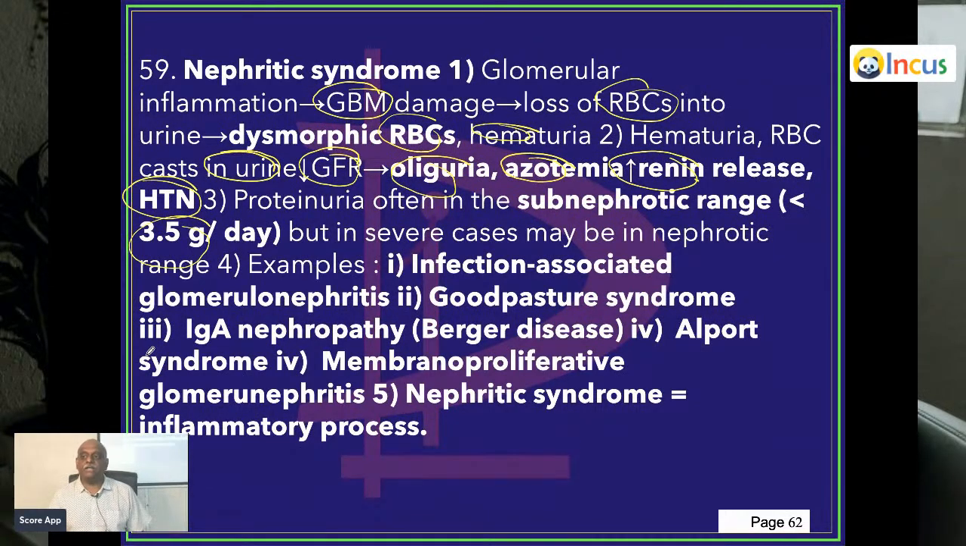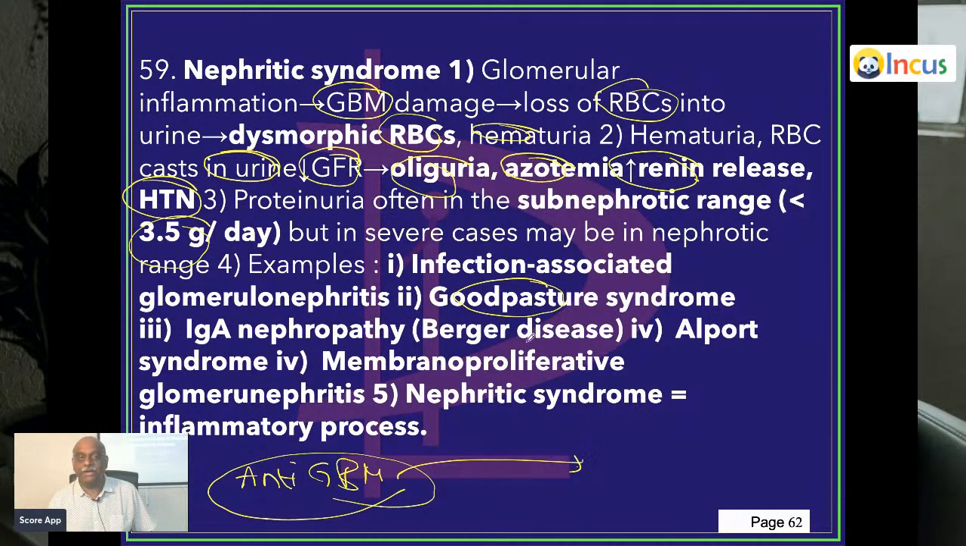Now, what are the conditions that lead to nephritic syndrome? Infections, post-streptococcal glomerulonephritis, PSGN we call. Then Goodpasture syndrome, where anti-GBM antibodies, anti-glomerular basement membrane antibodies, go and attack the glomerular basement membrane and lead to hematuria, which is called Goodpasture.